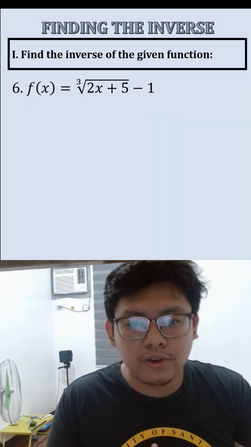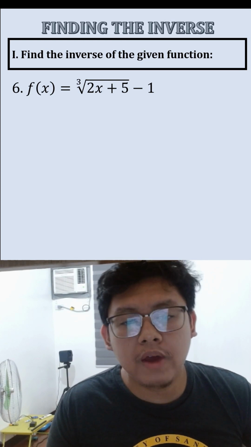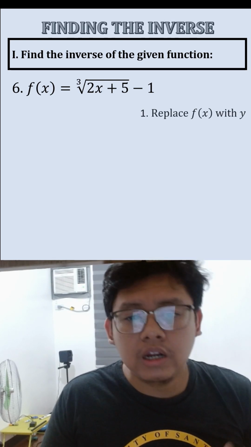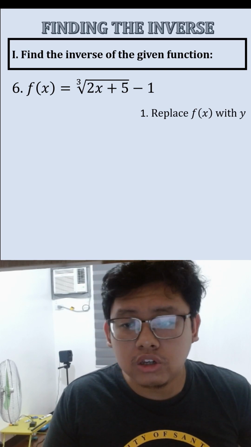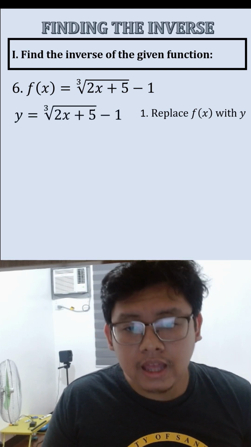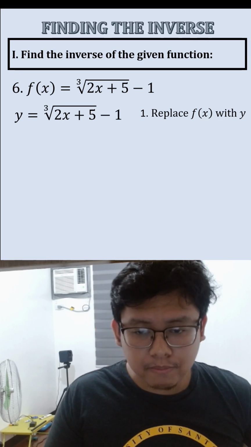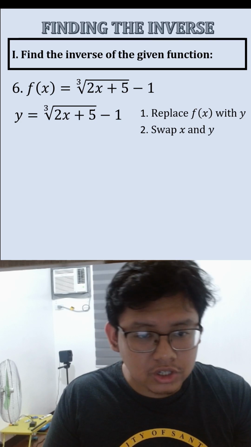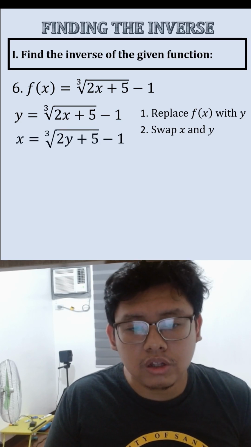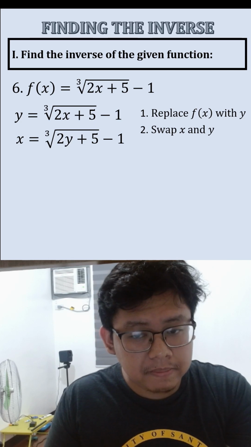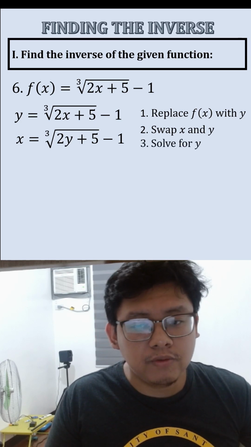Let's find the inverse of f of x is equal to the cube root of 2x plus 5 minus 1. So, first thing that we need to do here is for us to replace the function notation with y. So, we replace f of x with y, and we will now proceed to our second step, which is swap the x and y. So, we interchange x and y. So, x is equal to the cube root of 2y plus 5 minus 1. Now, we solve for the variable y.